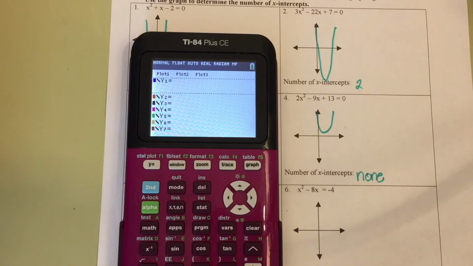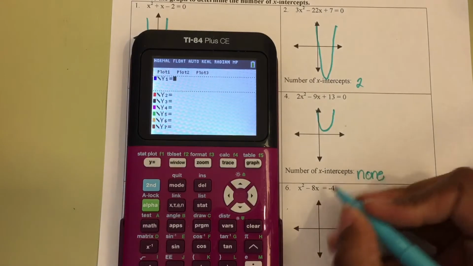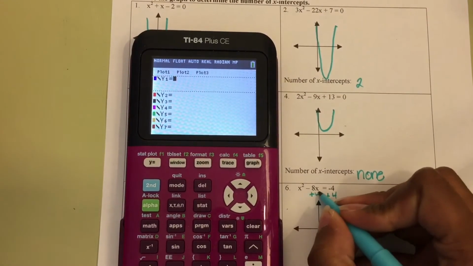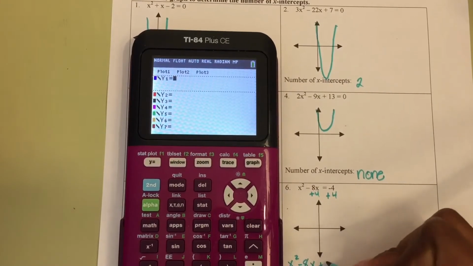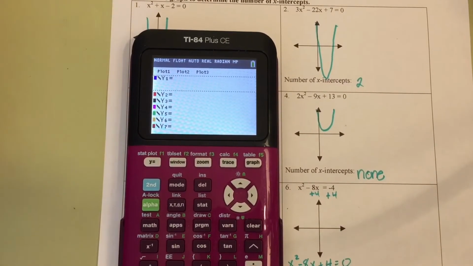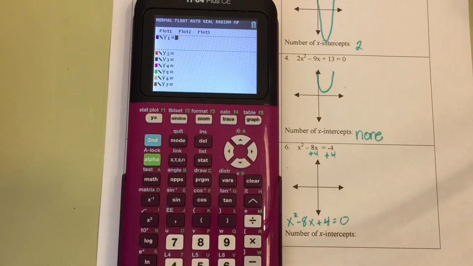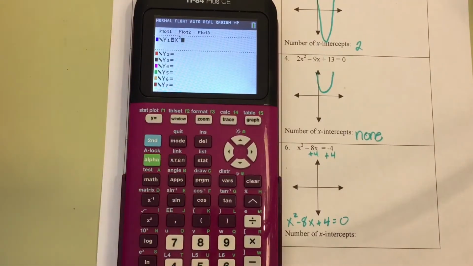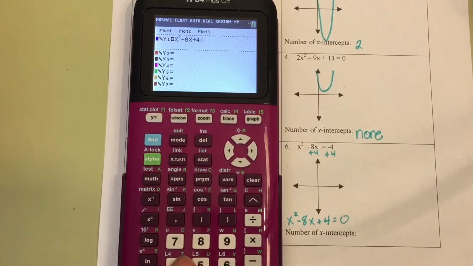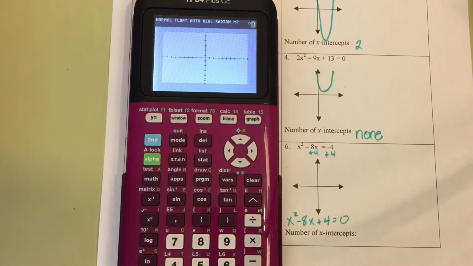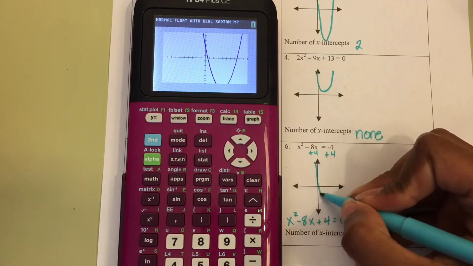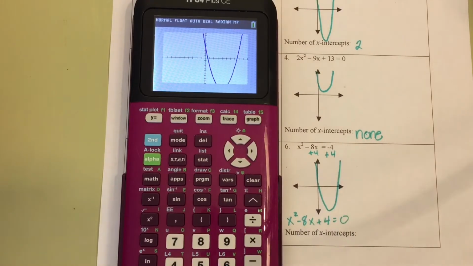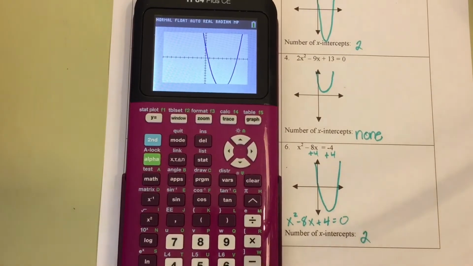Now on the last one, again, notice it equals negative 4. So in the case of that, we're actually going to add 4 to both sides. Okay, so we'll have x squared minus 8x plus 4 equals 0. And then we'll graph that. So x squared minus 8x plus 4. And again, this one's a little bit larger, but good enough for the graph. And it has 2 x-intercepts.